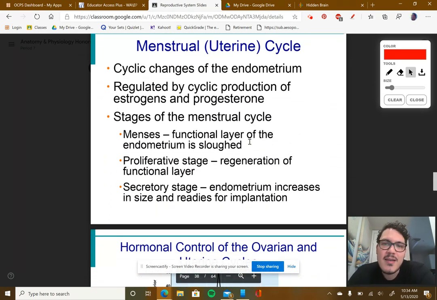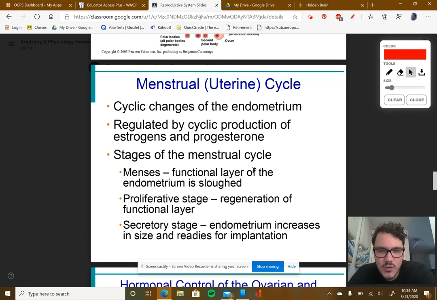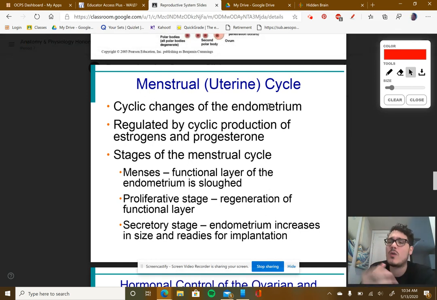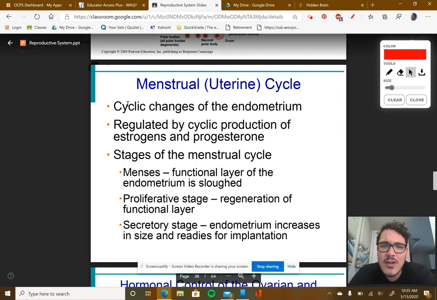Okay, next, let's talk a little bit more about the menstrual cycle. It does have another name. It's also known as the uterine cycle. But the menstrual cycle is a cyclical change of the endometrium. So remember, the uterus has 3 walls of tissue, right? The endometrium is the innermost layer. So that layer sheds off. It undergoes what we call sloughing, and you'll see that in the slide. It's regulated by cyclic production of estrogen and progesterone.